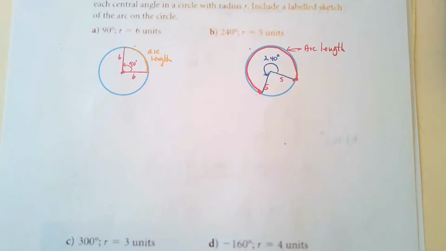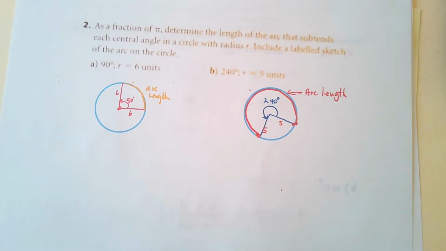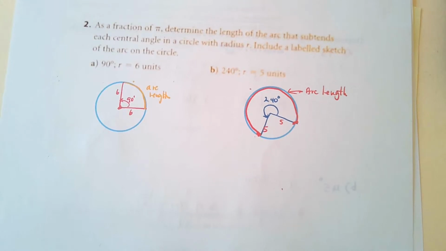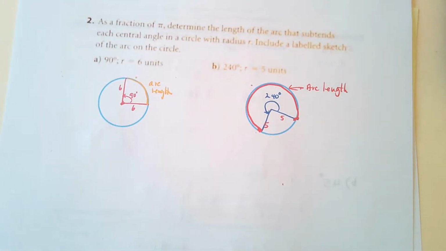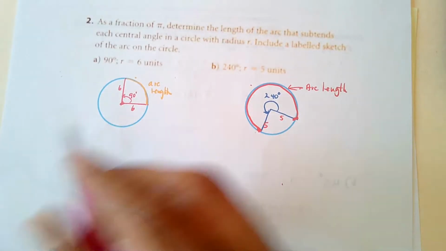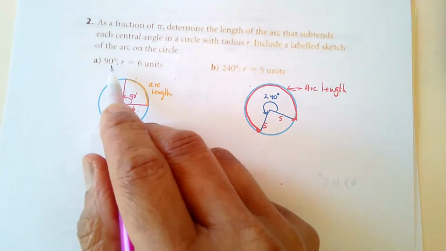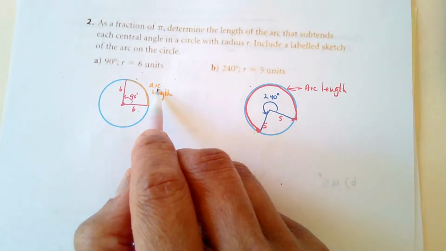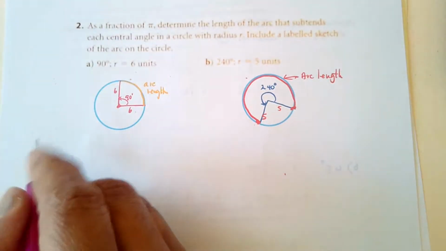Now, some of these questions are from your textbook. As a fraction of pi, determine the length of the arc that subtends the central angle of a circle of radius r, including units. Now I went ahead and labeled the circle. So we have an arc length here. We need to find 90 degrees. Your radius is 6, given here. We need to find your arc length, and this is where we're going to use our formula.